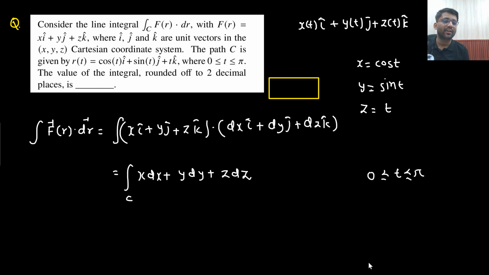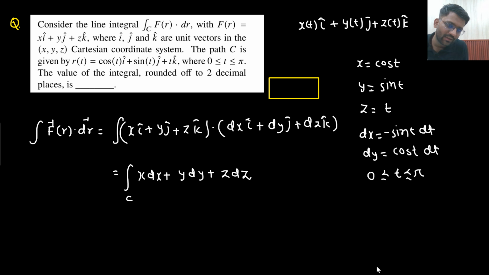So they have given the parametric equation, like we used to write the parametric equation, x equals t square, y equals t, z equals 3t square. So you replace x as cos t, y as sin t, and z as t. So what will be your dx? dx will come out to be minus sin t dt. What will be your dy? dy will come out to be cos t dt. And what will be your dz? dz will come out to be dt only. That's it. And with t going from 0 to pi.